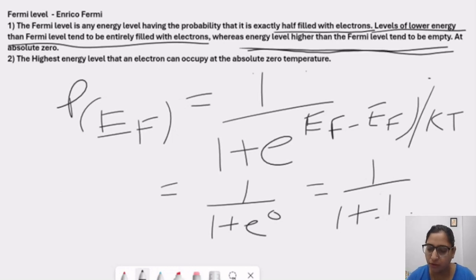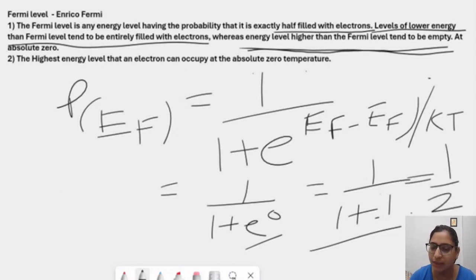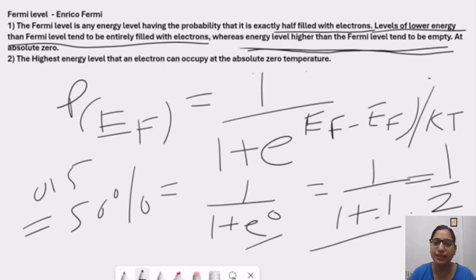So here it is 1 upon 1 plus 1. Why so? Because anything which has power 0 is always 1. So this is nothing but 1 upon 2, and 1 upon 2 is nothing but 0.5, and 0.5 is considered as 50% probability. Clear? So the three cases are clear here.